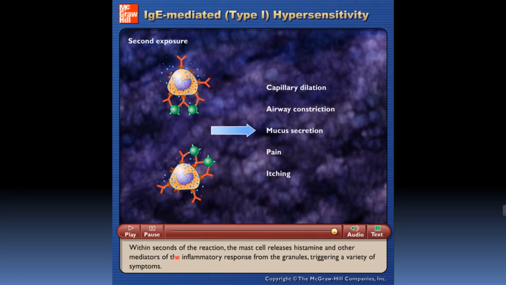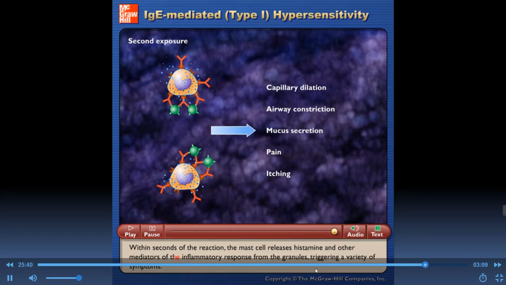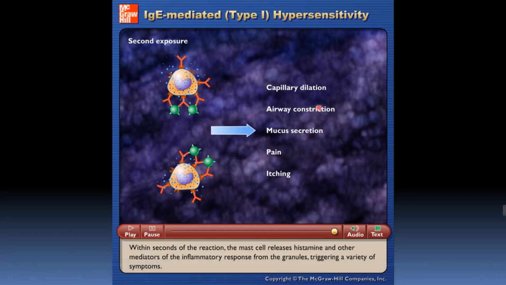Question for you. What do you take to alleviate these symptoms? You got it. Antihistamines. And they work actually quite well in terms of alleviating some of these symptoms, especially mucus secretion, because it affects the actual capillary dilation.